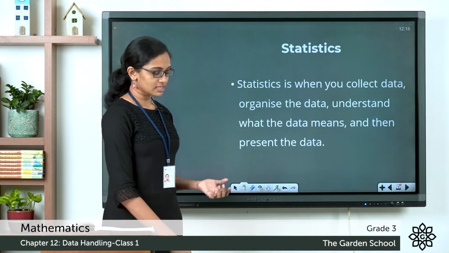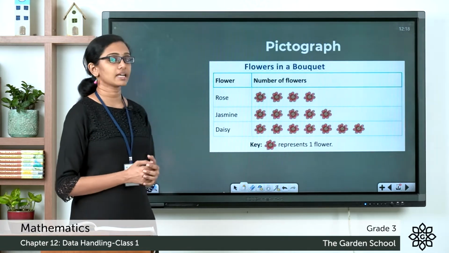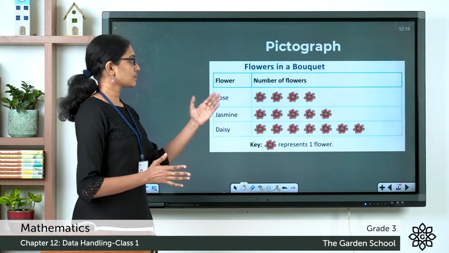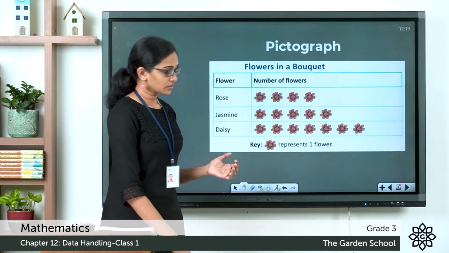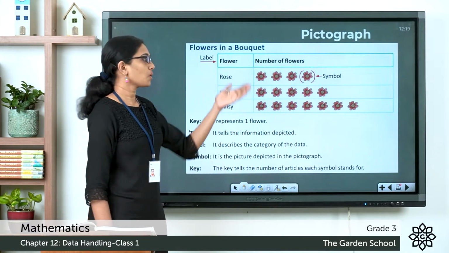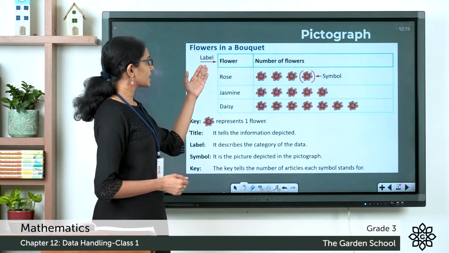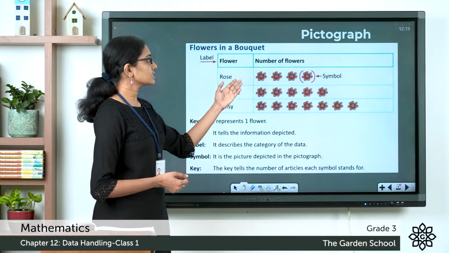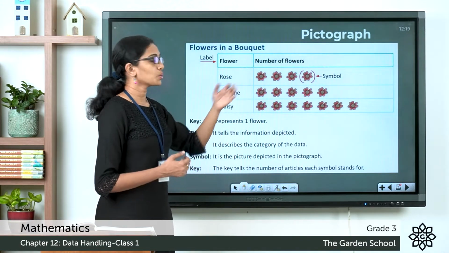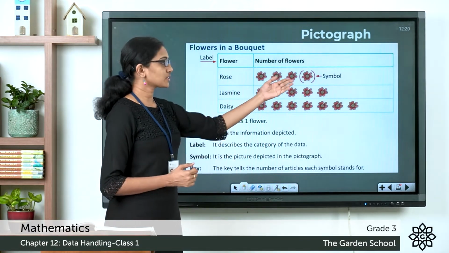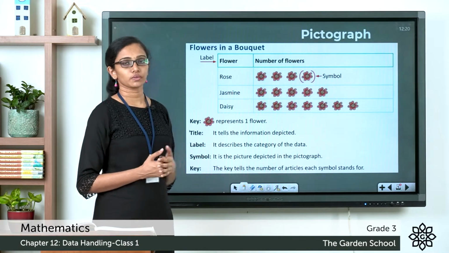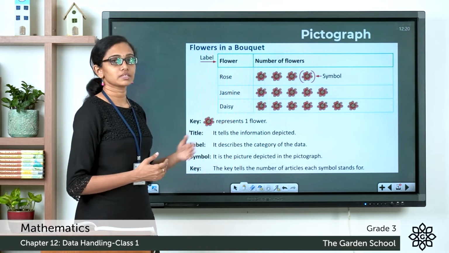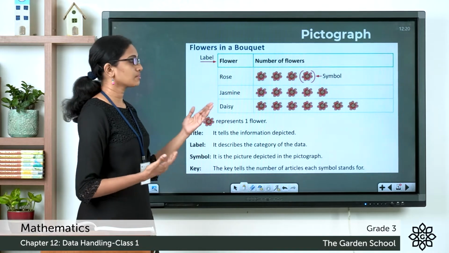Now let's see what is a pictograph. What you see here is an example of a pictograph. You can see some kind of data is represented here using some pictures or symbols. There is a title which tells you what data is depicted here. And you can see labels that tell you the category of data you are representing. Each of these pictures you see here is called the symbol of the pictograph. And there is a key which tells us how much each symbol represents, what is the number or value that each symbol represents.